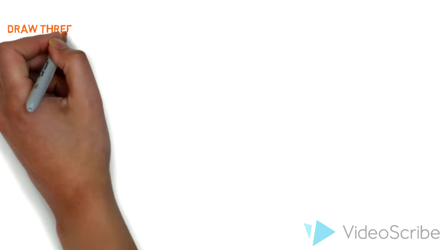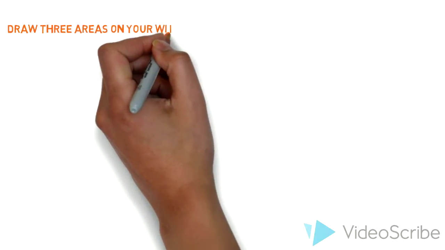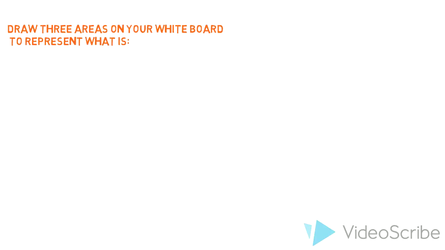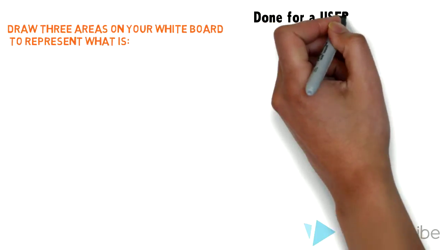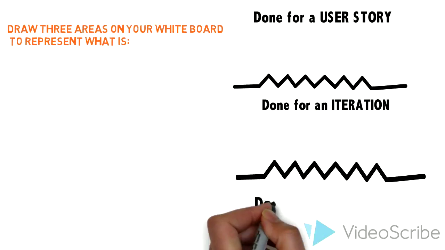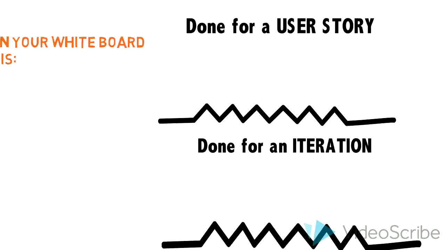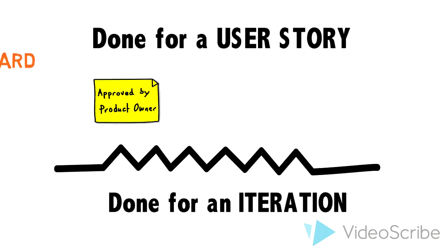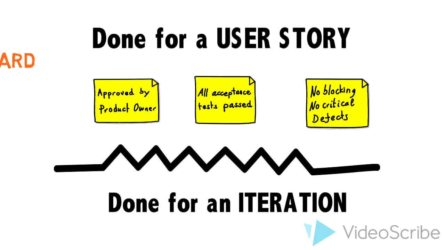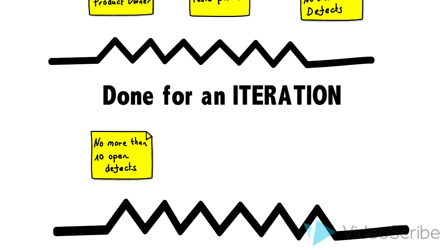So now draw 3 areas on your whiteboard to represent what is done for a user story, done for an iteration, and done for a release. User story should be approved by the product owner. All acceptance tests should pass for the user story. No broken, no critical defects for a user story.